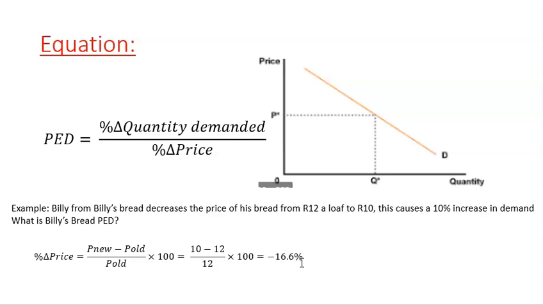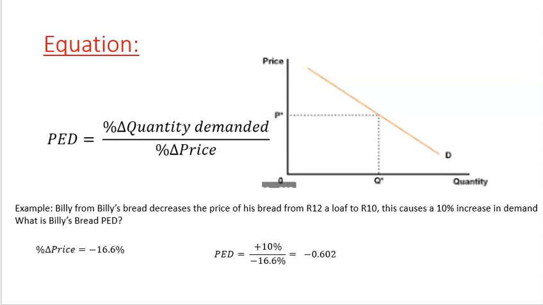So now that we have both of our percent changes in percentages, now we can work out our PED, guys. So we put it in, PED is equal to percent change in quantity demanded over percent change in price. So PED is equal to plus 10%, because it's a 10% increase. So that's why it's a plus in demand. So plus 10%, and then you put it over minus 16.6%, because that was the percent change in price that we calculated, and you get a value of negative 0.602.